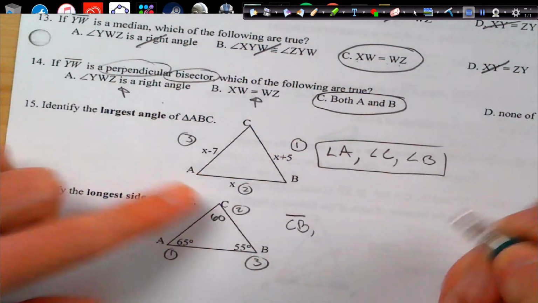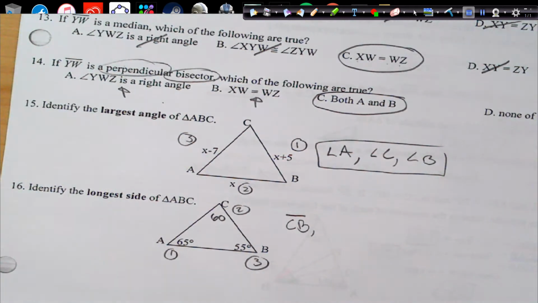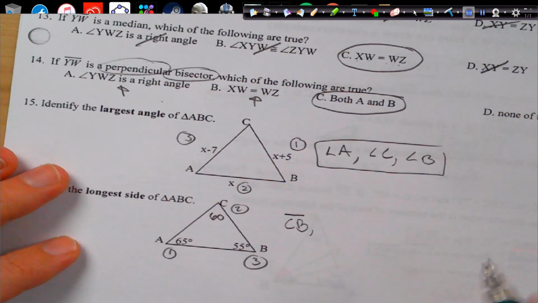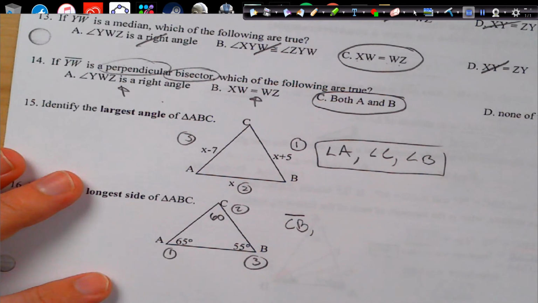Cuddlebug. Okay, apparently my crowd died. I'm going to count to 3. 1, 2, 3. What's up?